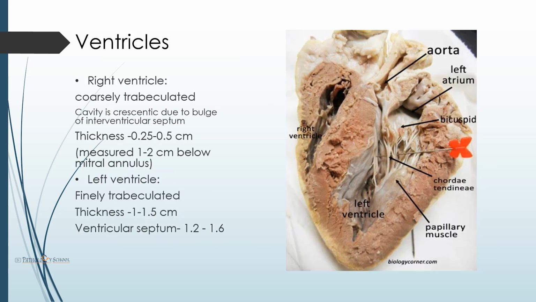Ventricles: the right and left ventricle are situated here. The right ventricle is coarsely trabeculated. The cavity of the right ventricle is slightly crescentic due to the bulge of the interventricular septum. The thickness of the right ventricle is 0.25 to 0.5 cm, measured 1 to 2 cm below the mitral annulus. The left ventricle is finely trabeculated. Its thickness is 1 to 1.5 cm and the ventricular septum thickness is 1.2 to 1.6 cm.